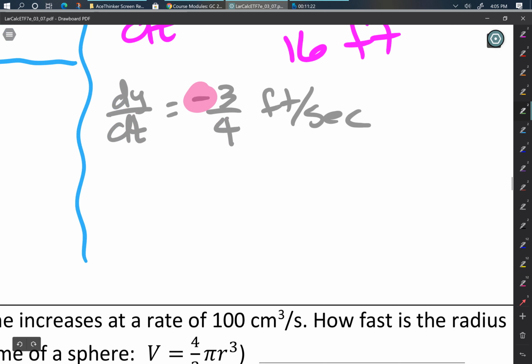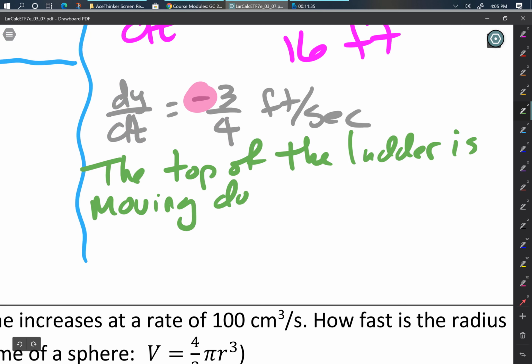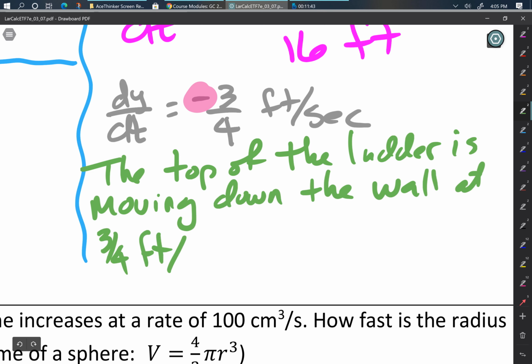So the top of the ladder is moving down the wall at 3/4 feet per second. Now you might be asking yourself, hey, wait a second, where'd the negative go? That's what we talked about earlier. That's the negative. It's moving down the wall, which tells me it's getting smaller at a rate of 3/4 feet per second.